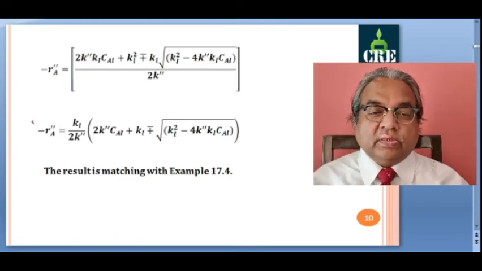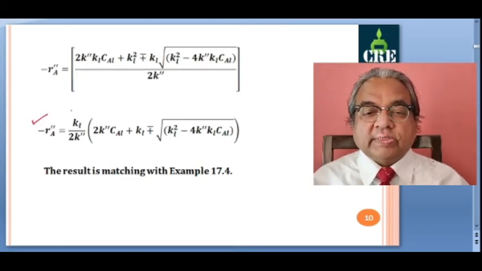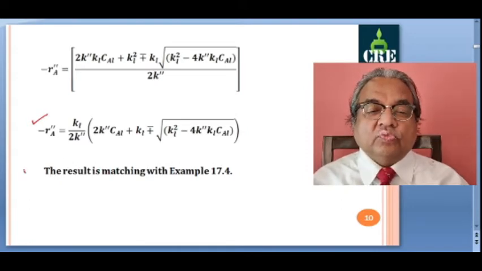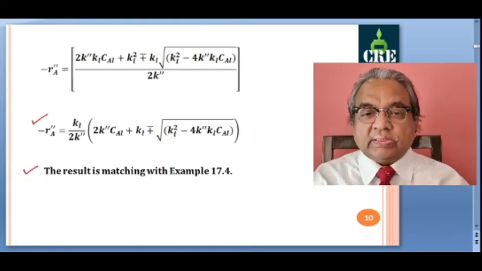So this is the rate equation for second order case. This result you can see in this problem, example 17.4, this result is given and we were asked to verify whether this result is correct or not. So this result you can match, it is correct.